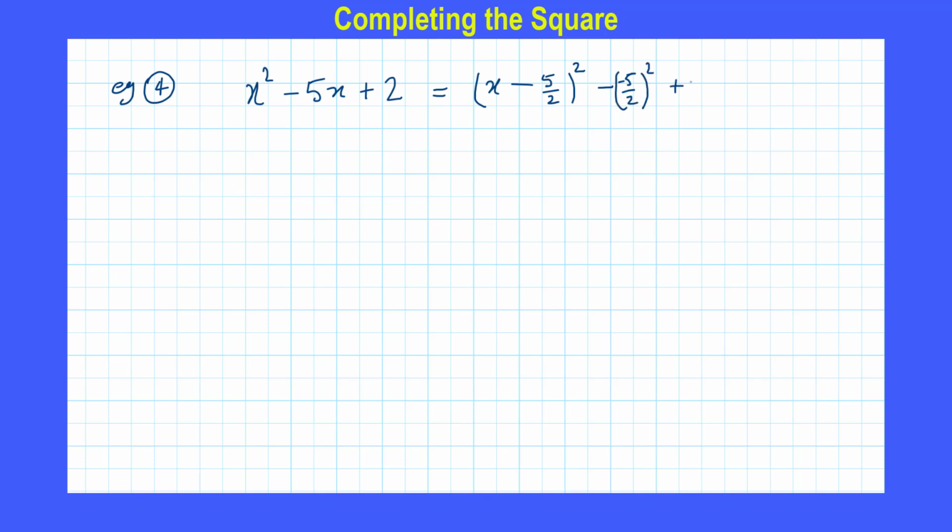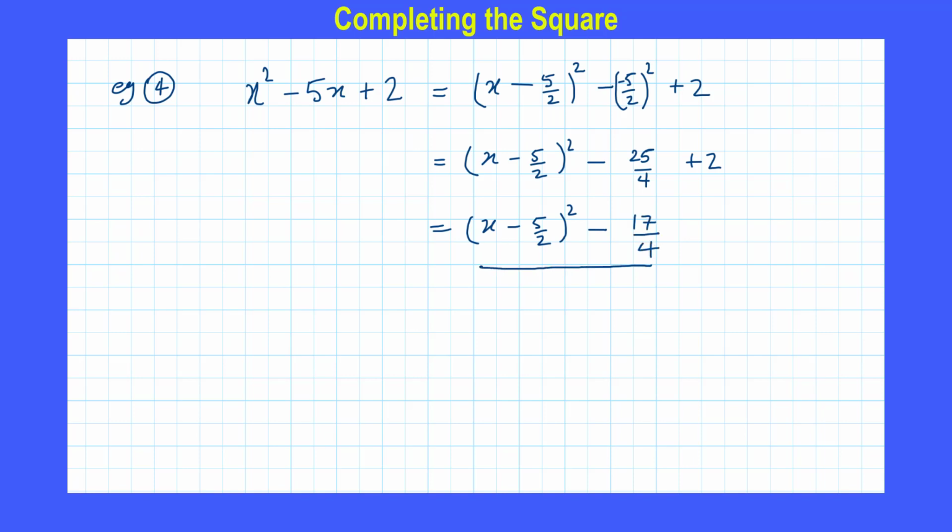So my method is exactly the same as before, except I'm using a fraction. So when I write it out, the first bracket's unchanged. Now the second one, when I square the negative 5 over 2, it gives me 25 over 4. But it's still take away, remember. Okay, and then negative 25 over 4 plus 2 is negative 17 over 4. And I can use a calculator for that if need be. Now, it's much better to use fractions than it is to use decimals when we're doing this.